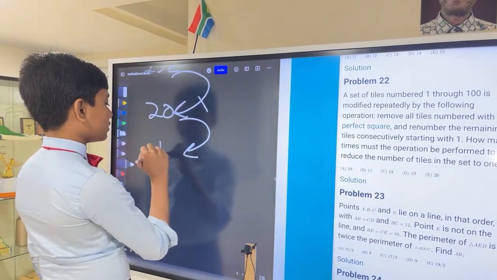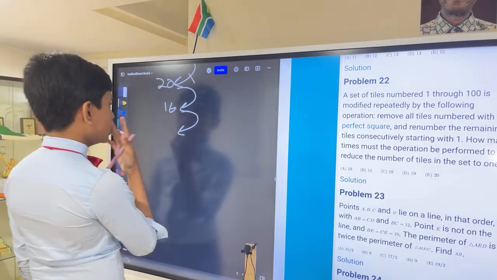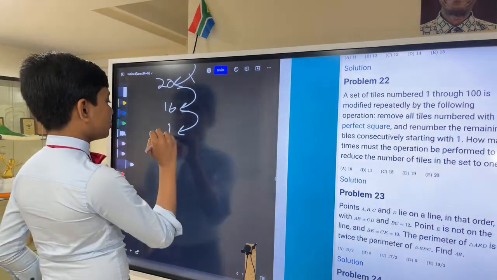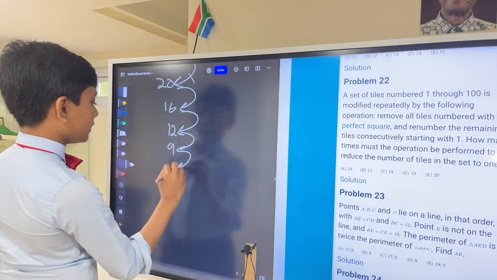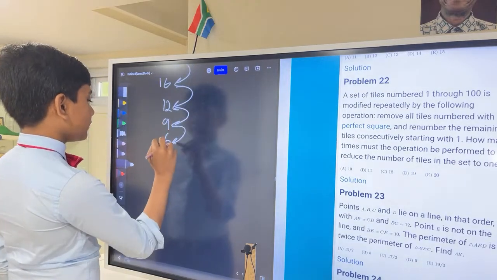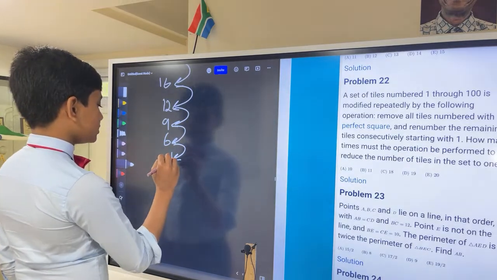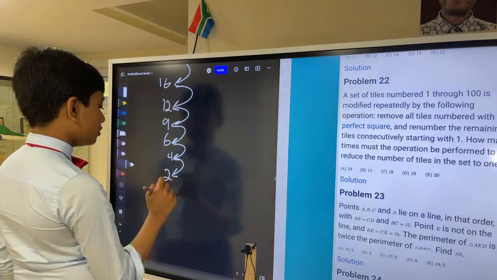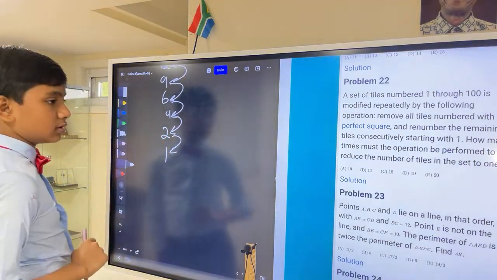There were 4 left, so we go to 16. There were still 4 left, so we go to 12. Now there were 3 left, so we go to 9. There were still 3 left, so we go to 6. There were 2 left, so we go to 4. There were still 2 left, so we go to 2. Now there's 1 left, so we subtract 1.